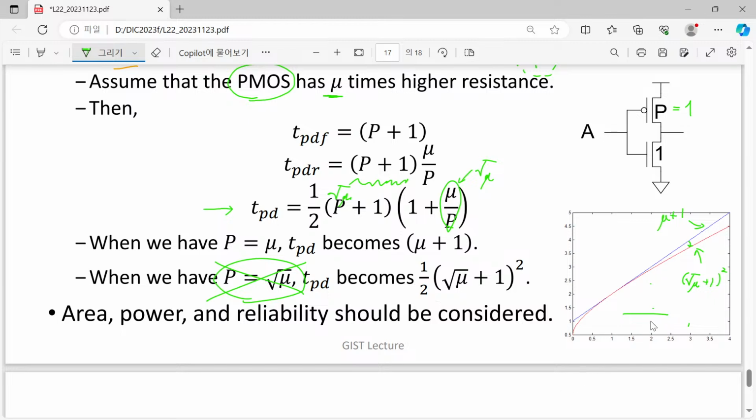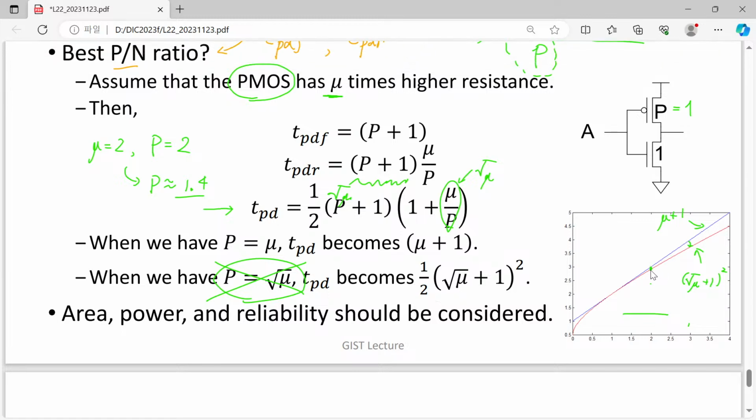How much? If you have mu equal to 2, it simply means that you previously had P equal to 2. But now, following your new approach, your P value is about 1.4. You have significantly reduced the P MOSFET. And the next question is, how about the difference?